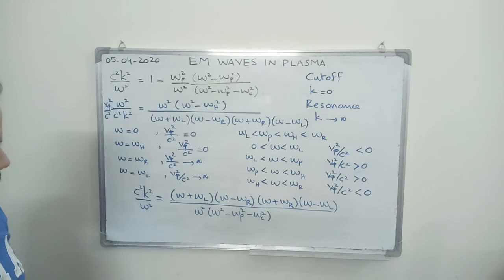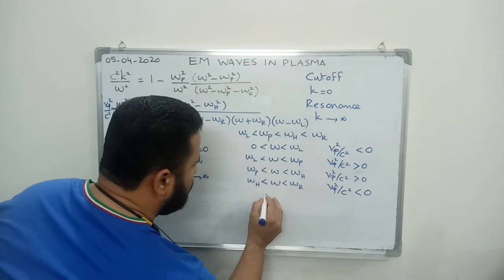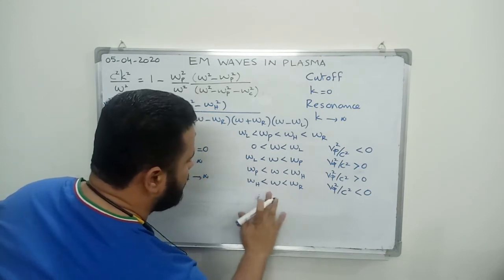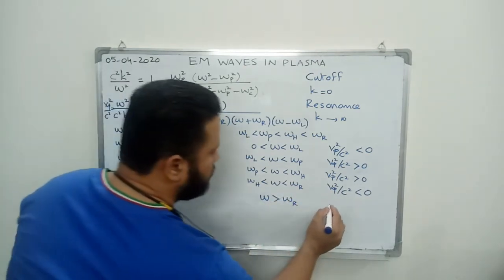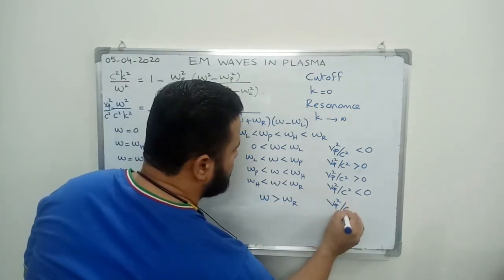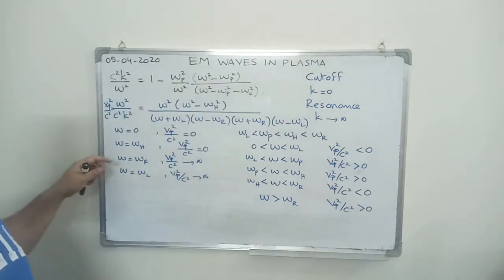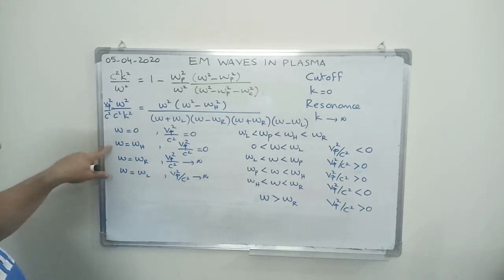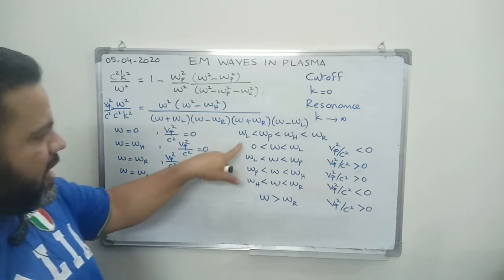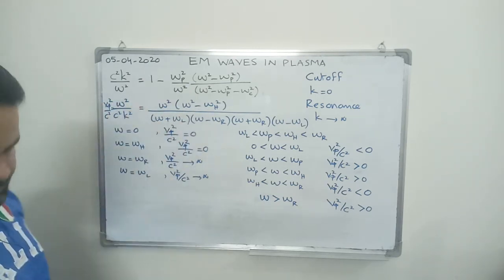But when omega is greater than omega r, we have v phi squared over c squared positive. Now keep in mind all these terms, that we have these zeros and infinities, and we have these relations. Now I'm going to plot this expression.